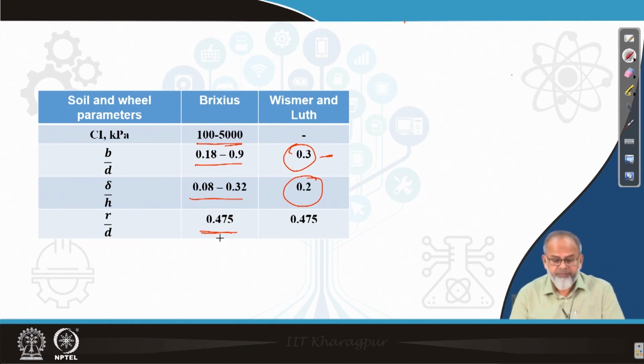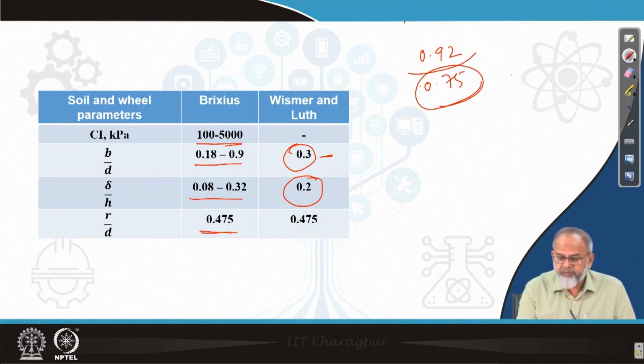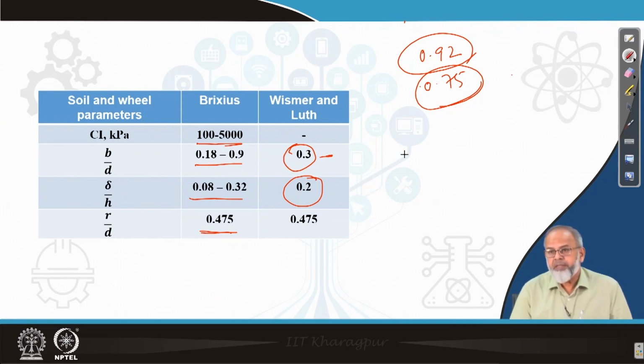But the advantage which Brixius has is that the maximum value has increased to 0.92, whereas the tractive effort developed by Wismar and Luth is only 0.75. So that is the difference. And in Brixius equation, he has considered both deflection as well as B by D ratio, which Wismar and Luth equation has not considered.